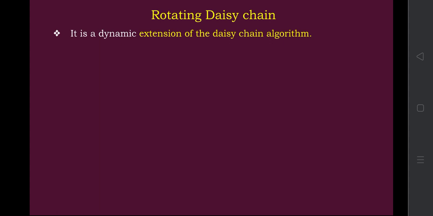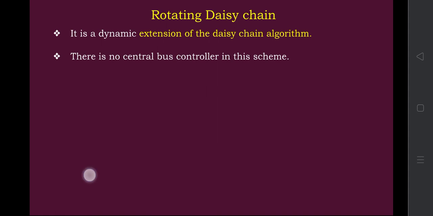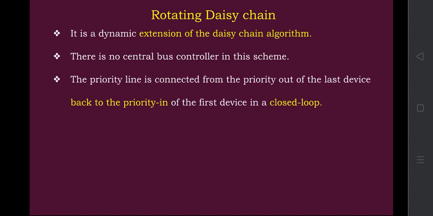What does it mean? It is a dynamic extension of the daisy chain algorithm. We have seen the daisy chain algorithm in the static arbitration techniques. Now here the extension gives some dynamic sense to the daisy chain algorithm, which is the rotating daisy chain. There is no central bus controller in this scheme. That means there is no common bus controller.